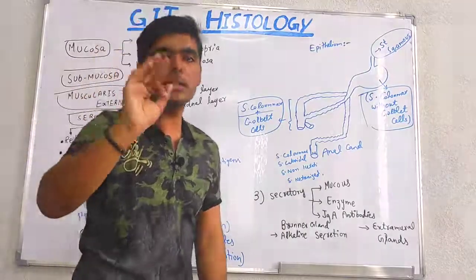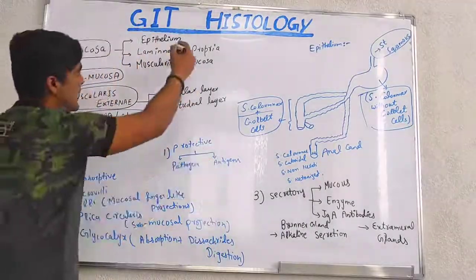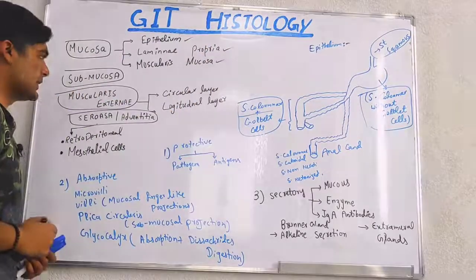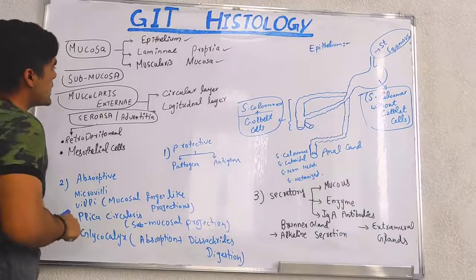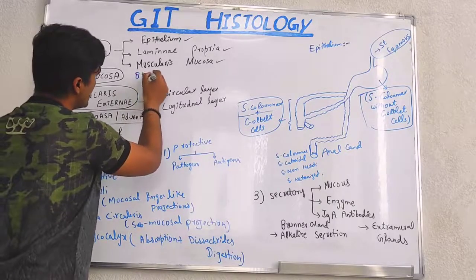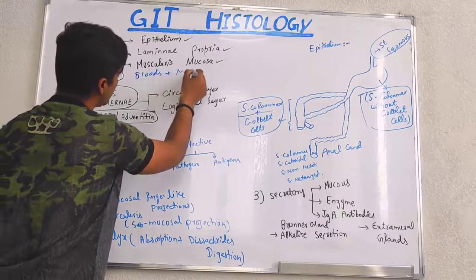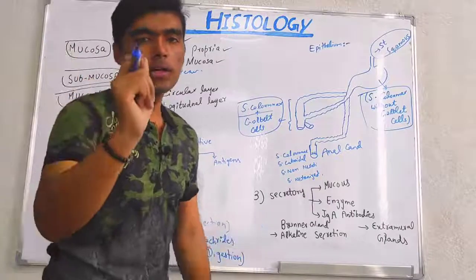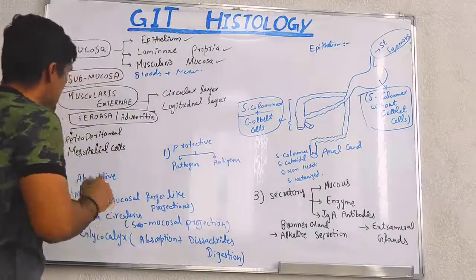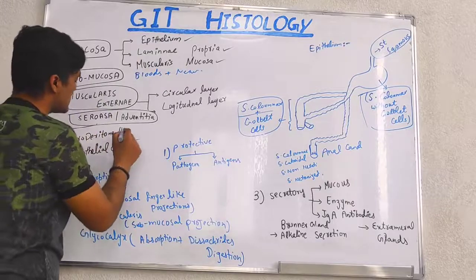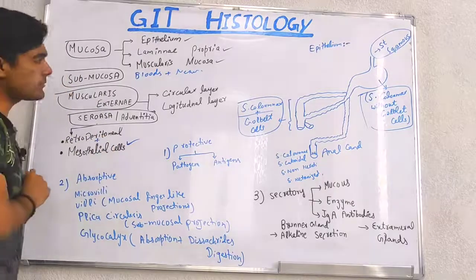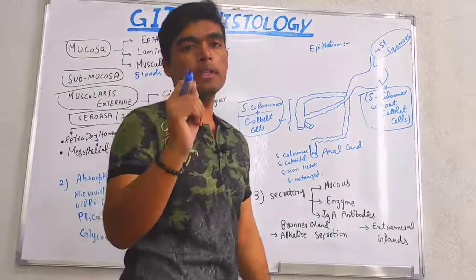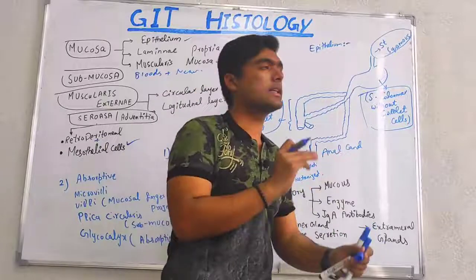It contains three further major layers, which are epithelium, lamina propria and muscularis mucosa. In the same way, submucosa contains blood vessels, lymphatics and nerves. Muscularis externa is further divided into two layers, an outer circular and an inner longitudinal layer. Serosa or adventitia contains mesothelial cells and is retroperitoneal. Now, talking about the very first layer of mucosa, the epithelium and its role in the GI tract.